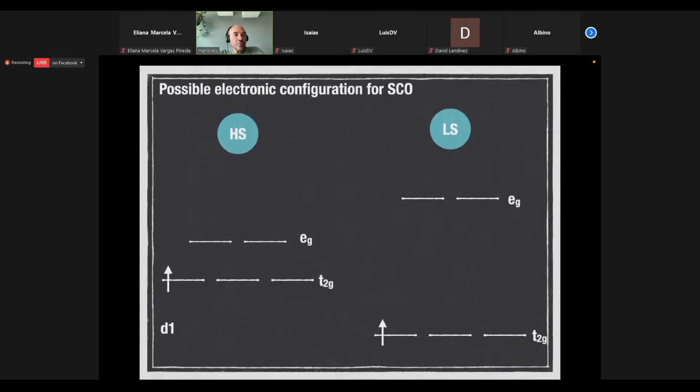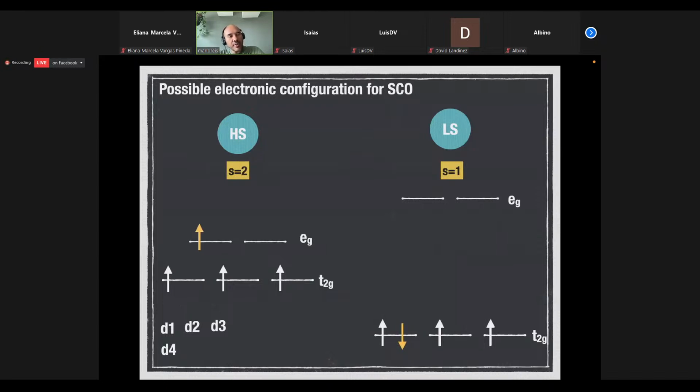What are the possible electronic configurations? D1 does not suffer spin crossover because the electronic configuration is the same, putting only one electron. D2 also does not suffer spin crossover. D3 either. D4, it suffers spin crossover.